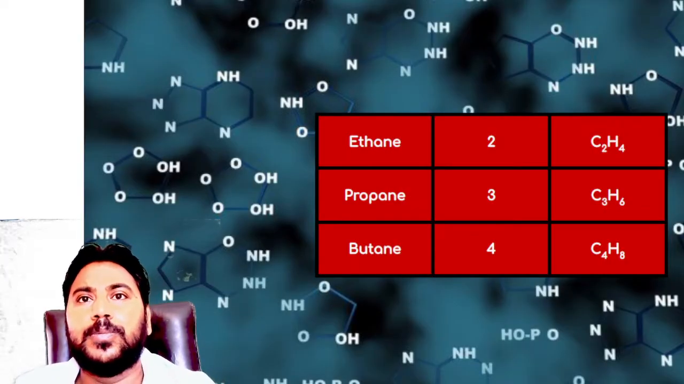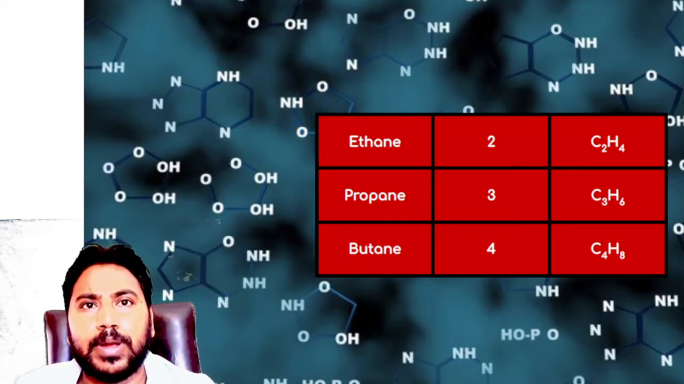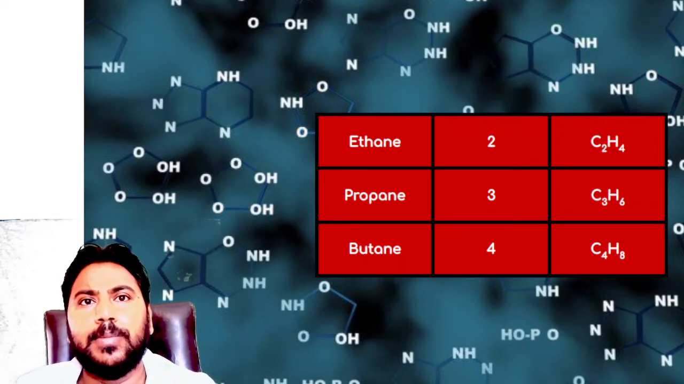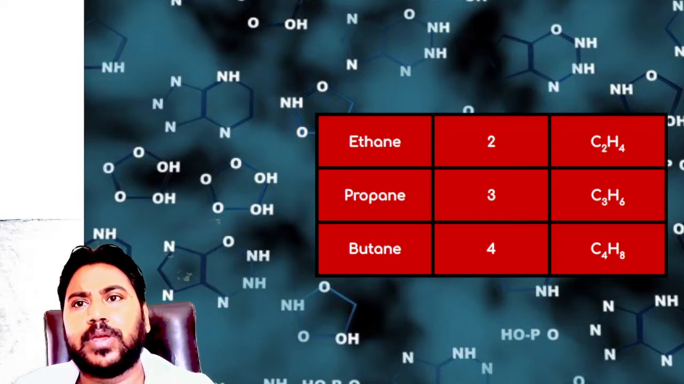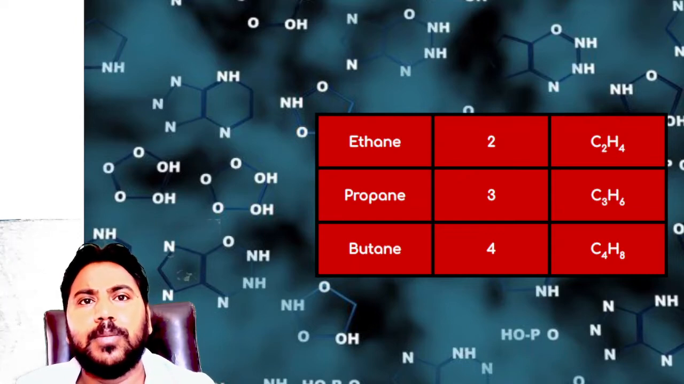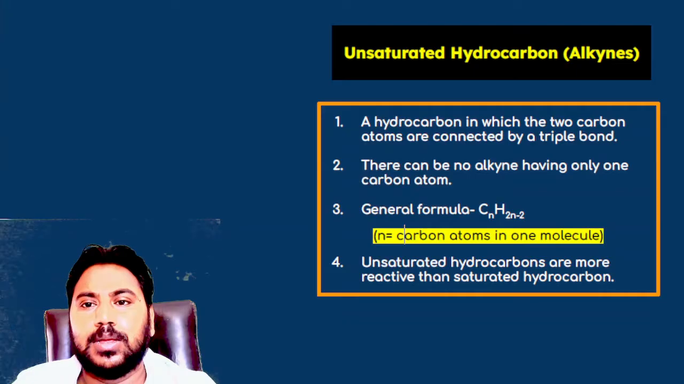As you know, for two carbon atoms we will use "eth". For three carbon atoms we use "prop". For four carbon atoms we will use "but", and for double bond "-ene" will be used. Hence, we will name C2H4 as ethene. C3H6 will be called propene, and C4H8 will be called butene.